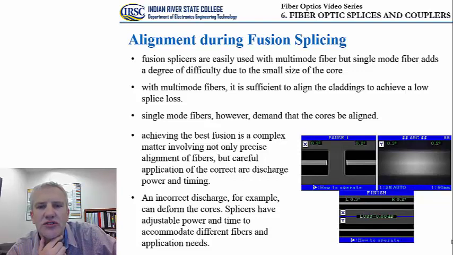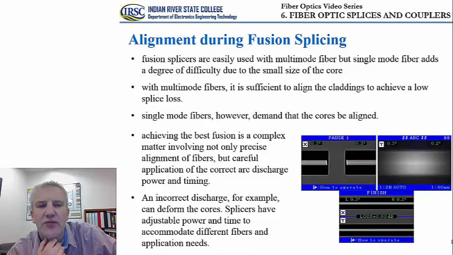Fusion splices are usually used with multi-mode fibers, but single-mode fibers can also be spliced. And usually in the case of a single-mode fiber, since we are dealing with a smaller glass core, there's an additional level of difficulty that exists in the whole process, because the alignment has to be performed in a very accurate way.